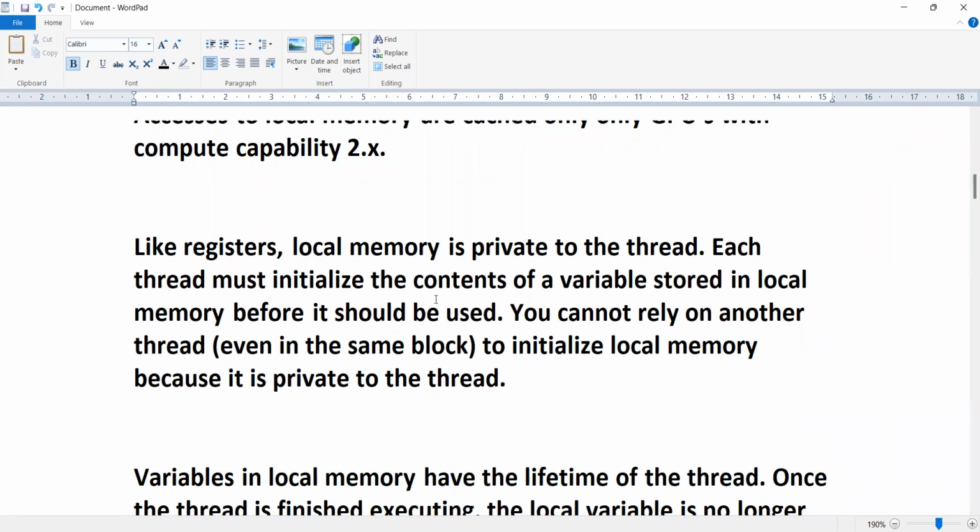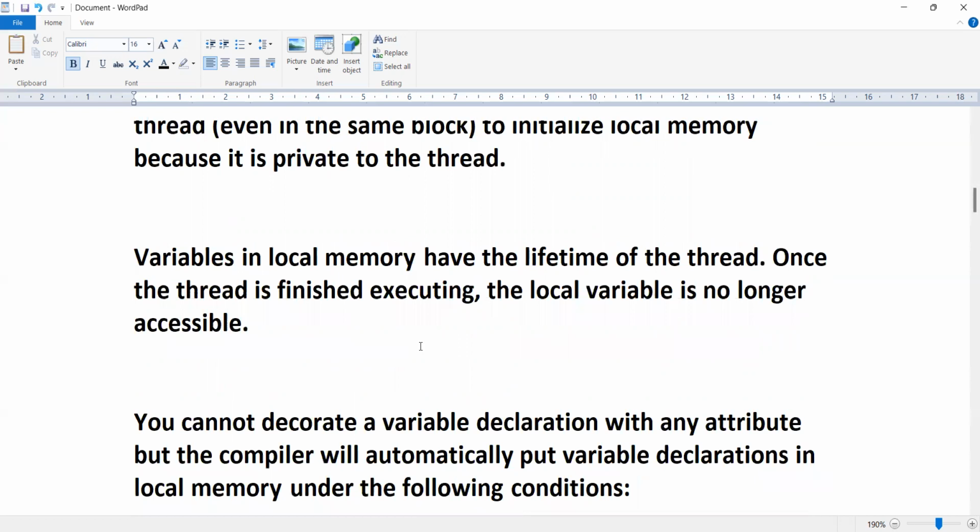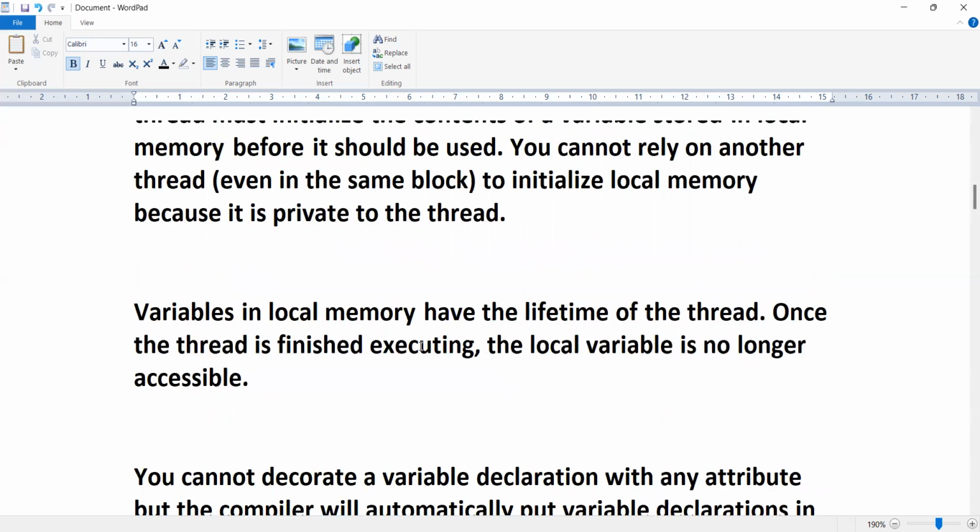Each thread must initialize the contents of a variable stored in local memory before it is used. You cannot rely on another thread, even in the same block, to initialize local memory because it is private to the thread. Local memory is private to the thread. Global memory, constant memory, and shared memory are shown there.